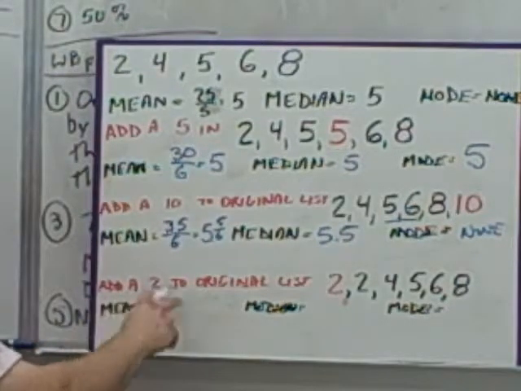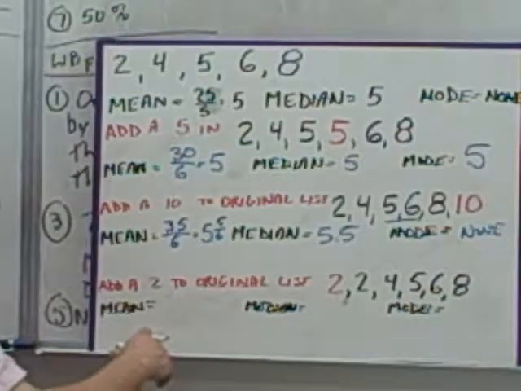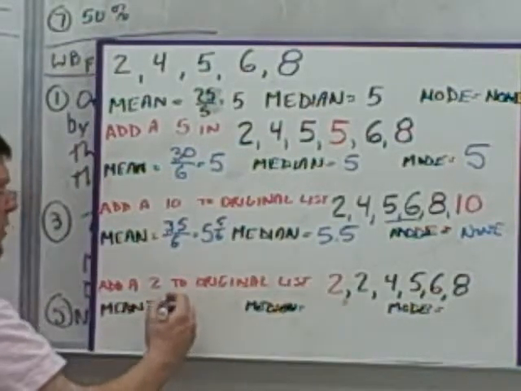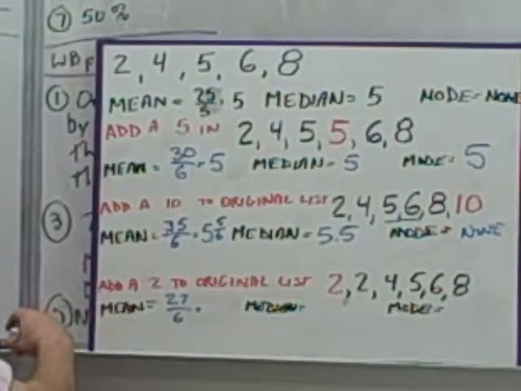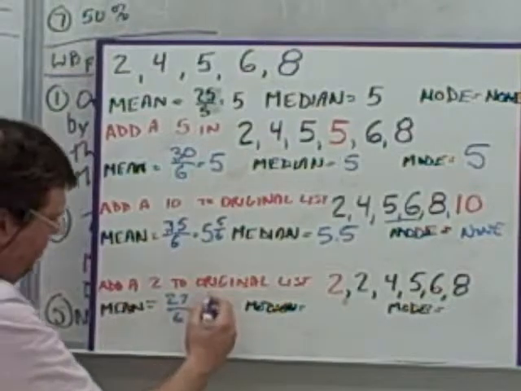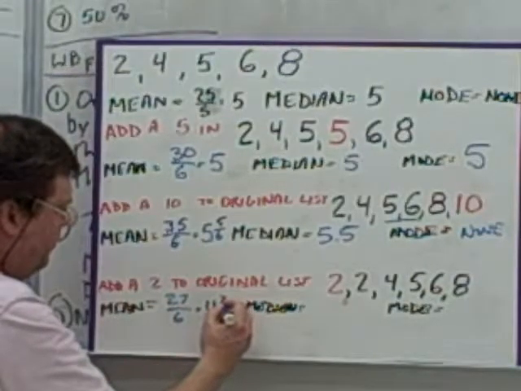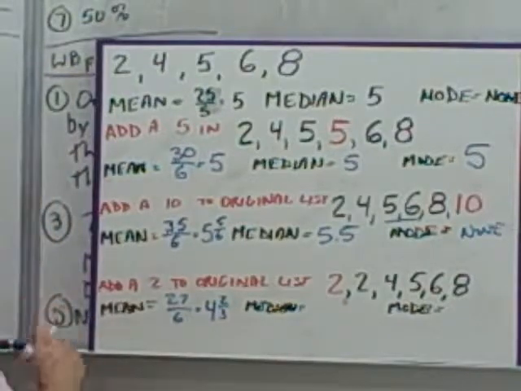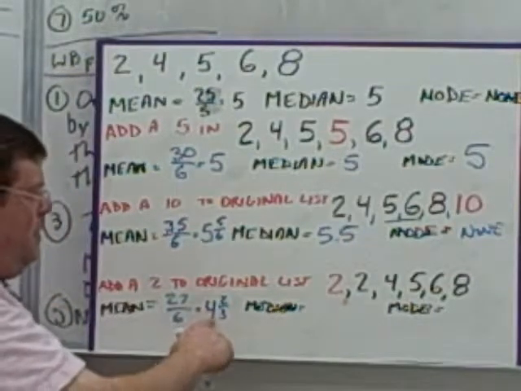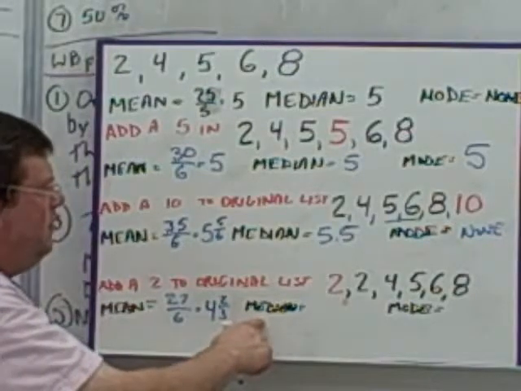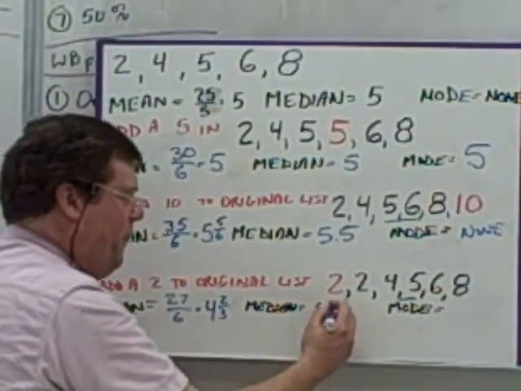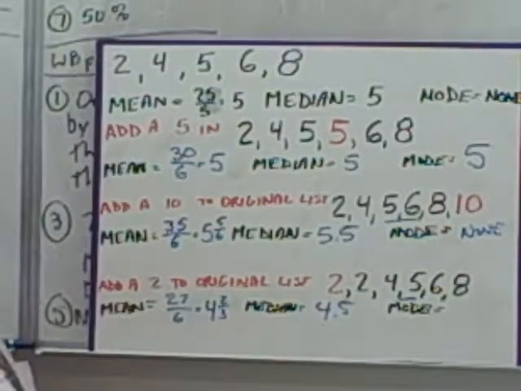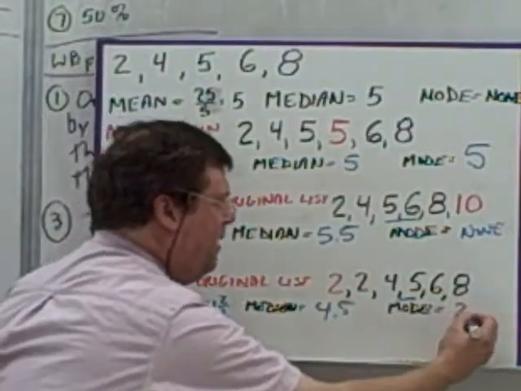Let's take a look at what happens when we add a number that's smaller than the rest of the numbers here. If we add 2, add them all together, we're going to get 27 over 6 numbers still. 27 divided by 6 is going to give us 4 and 2/6, so 4 and 1/3. Now, the median is going to be these two numbers here, 4 and 5. Add them together and divide by 2, we get 4.5. The mode is the number that occurs the most. This time the mode is 2.